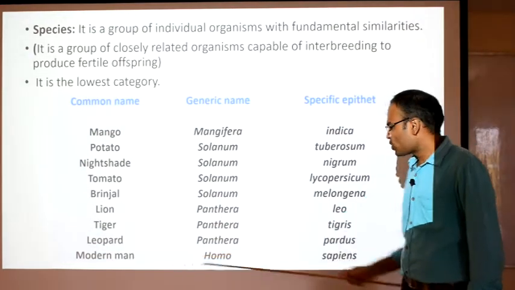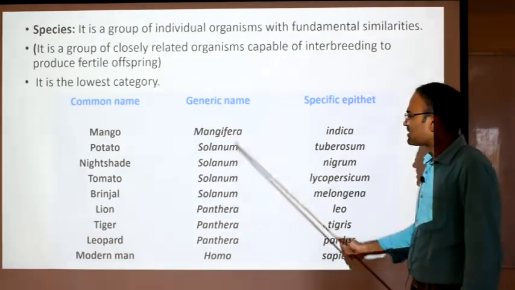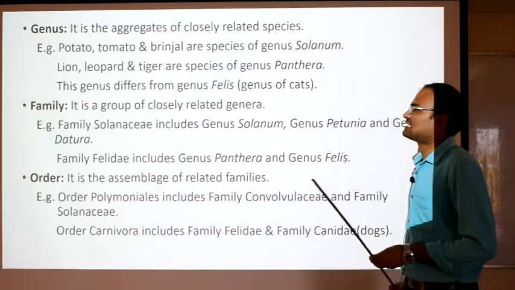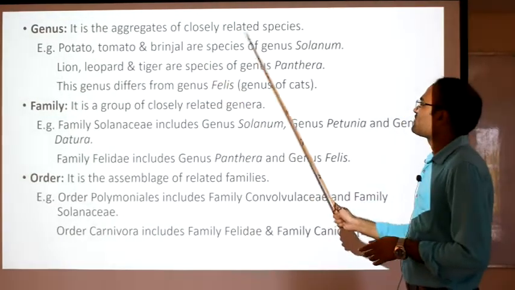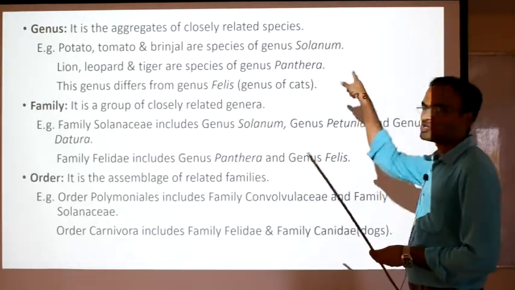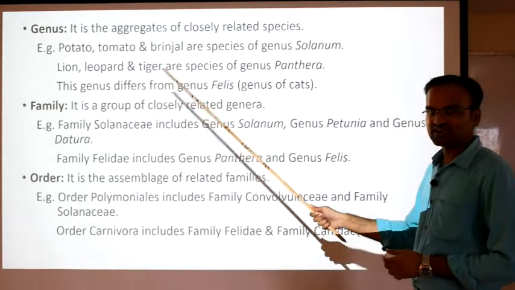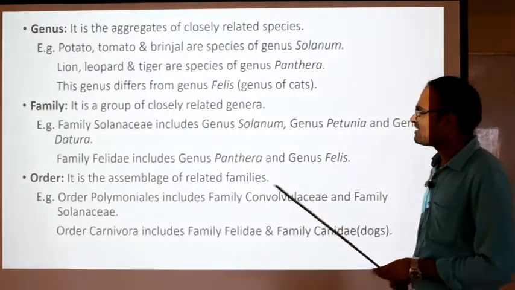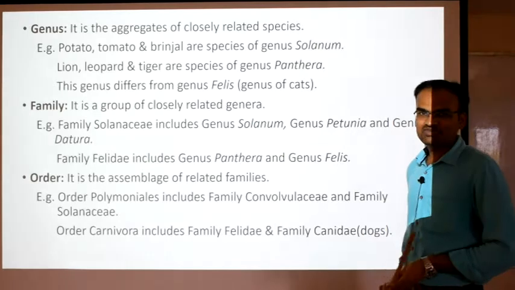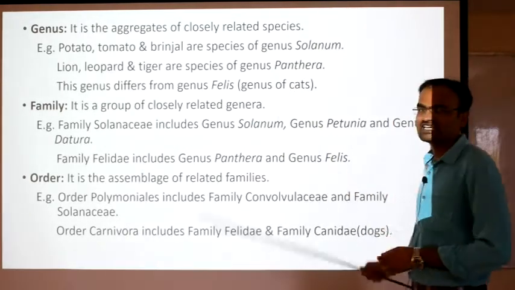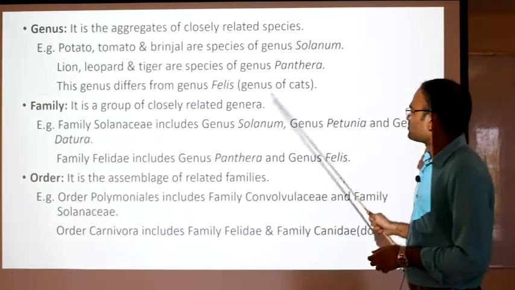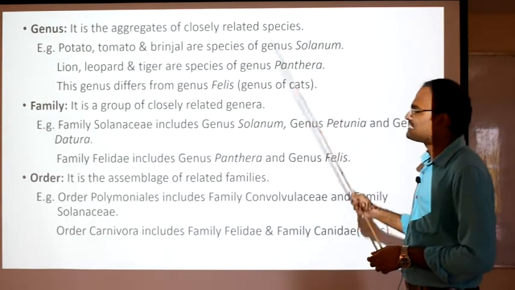Last one, the modern man, Homo sapiens. Sapiens is the species name, Homo is the genus name. So next one is the genus, the second lowest category. It is the aggregate of closely related species. For example, potato, tomato and brinjal are species of the genus Solanum, as we already went through. Lion, leopard and tiger have been kept in a genus called Panthera. But this genus Panthera is different from the genus Felis. Felis is a genus where we can observe the wild cats as well as the domestic cats. Panthera is different, Felis is different. Understood? So we cannot include the cats in the genus Panthera.